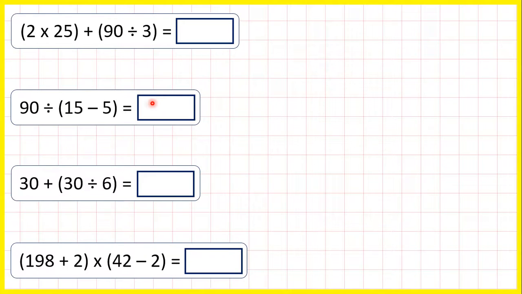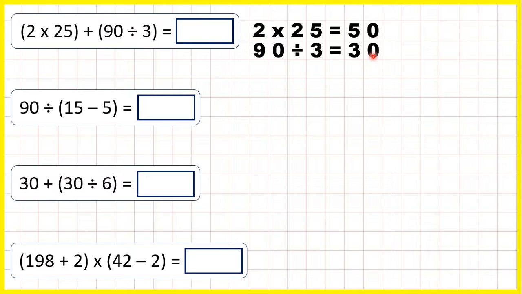Now here we've got some calculations involving brackets, and when you see brackets, it's really important to remember that you do what's in the brackets first. So for this first question, we need to work out 2 times 25, that's 50. Then we need to work out 90 divided by 3, that's 30, because 9 divided by 3 is 3. Then if you've got one end zero in the dividend, you need an end zero in the quotient.